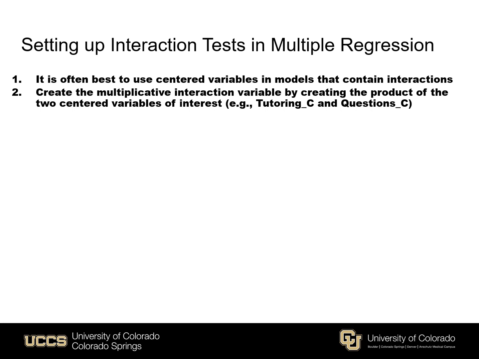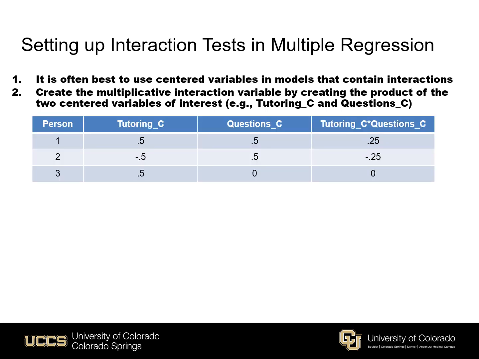So what we do is we create a multiplicative interaction variable, and we do that by finding our two centered variables and creating a product of those two centered variables of interest. In this case, it's the centered version of tutoring and the centered version of questions. So for example, if we had 3 people in our data set, and we can see that they have a centered value for tutoring and a centered value for questions, we would just multiply horizontally across those rows to come up with that column on the far right, which is the product of those two variables.